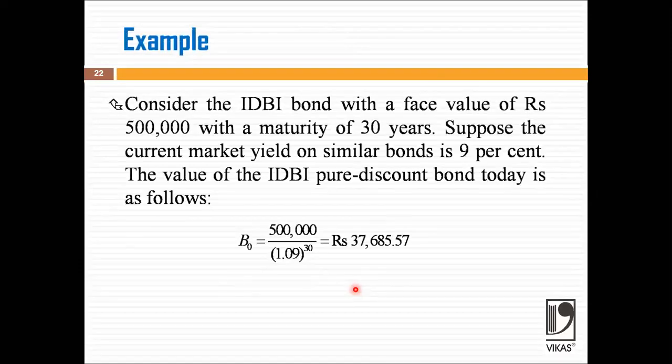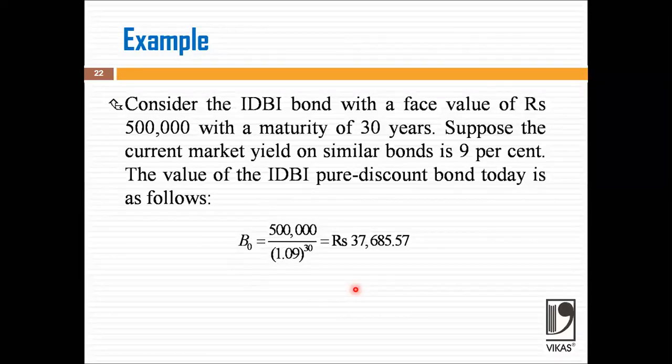Consider an IDBI bond with a face value of rupees 500,000 and a maturity period of 30 years. Suppose the current market yield on a similar bond is 9%. So we can take this 9% as the cost of debt.